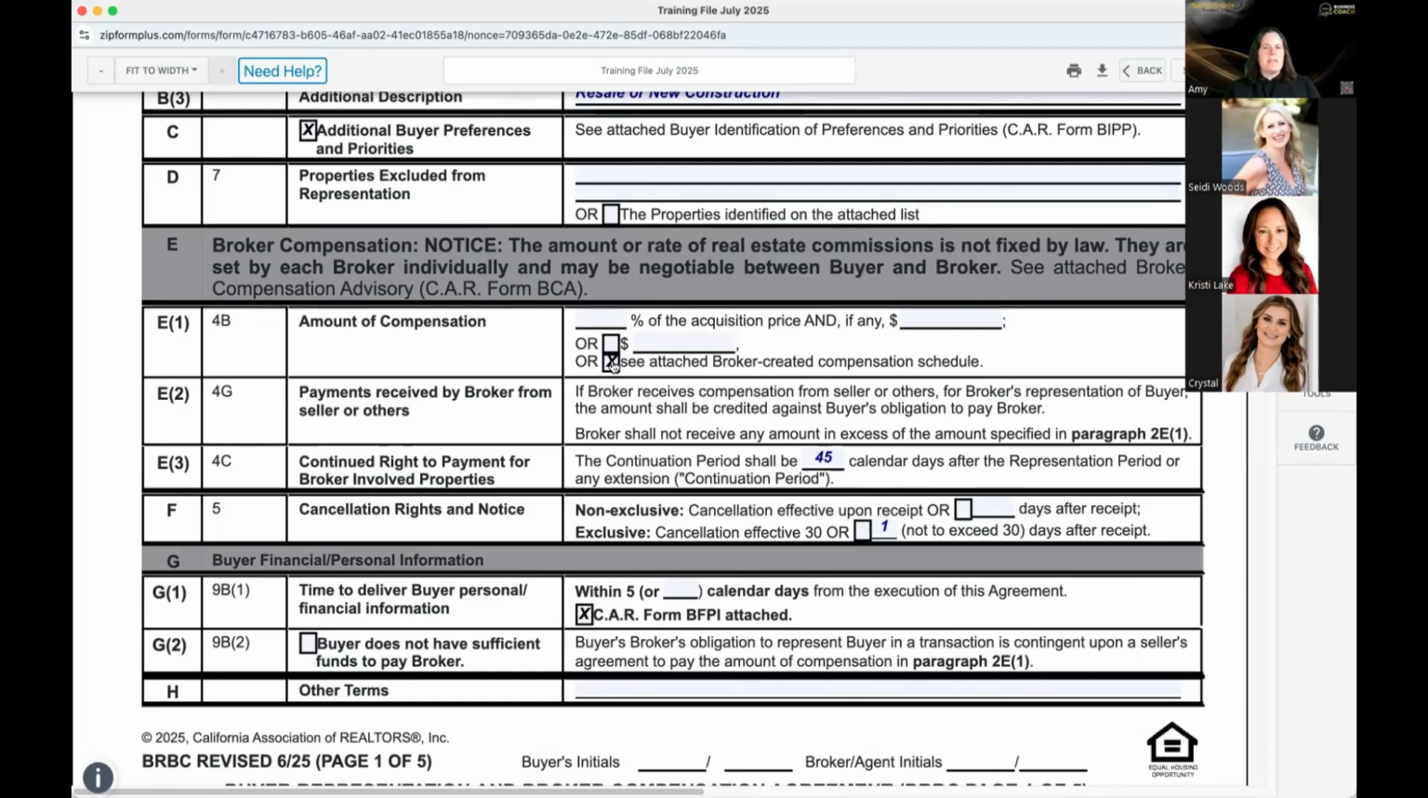If we receive any payment from sources outside of the buyer, that counts towards the buyer's obligation, is what E2 is outlining. And that you are not going to receive anything in excess of the amount specified up here on E1. Okay, that's the max that you can do. Now, keep in mind, you could do a modification of terms to increase or decrease that amount. Okay, so we can change that with a modification of terms.